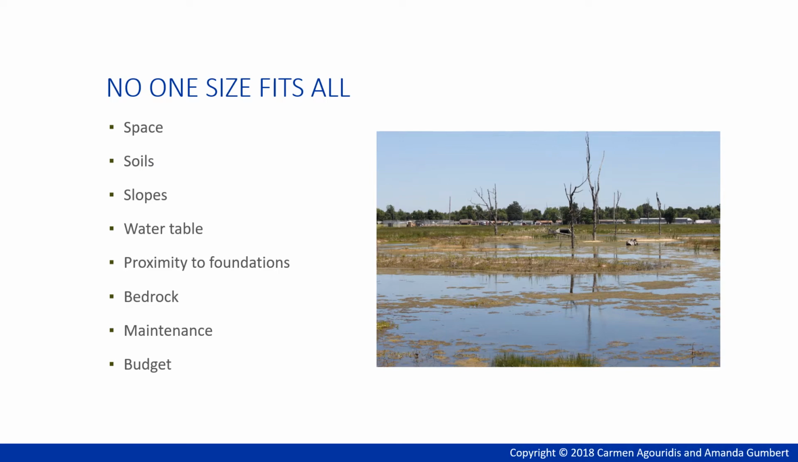A common question is, which type of green infrastructure BMP is best? No one type fits all locations. While budget is a driver for all projects, other aspects must be considered when selecting a green infrastructure BMP. Consideration must be given to site constraints related to space, soils, slopes, distance to the water table, proximity to building foundations, distance to bedrock, and maintenance requirements for the BMP.